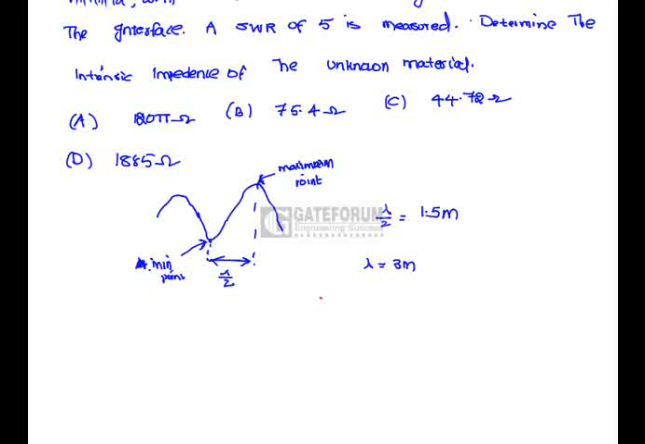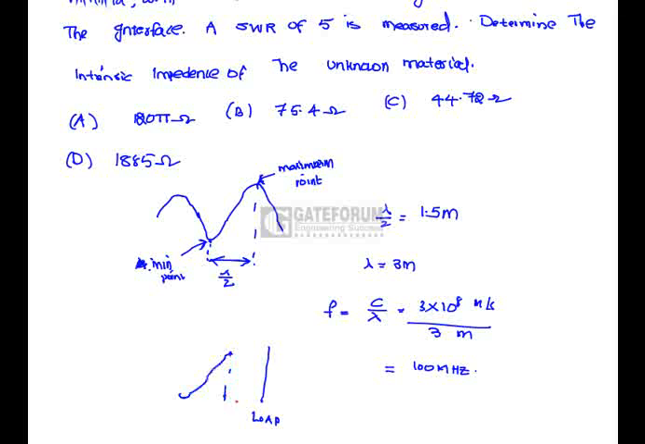If we know lambda, we can decide the frequency of operation, that is c by lambda, which is 3 into 10 power 8 meters per second divided by 3 meters, which is 100 megahertz. One more piece of data given in the problem is that the first maximum occurs at a distance of 0.75 meters from the surface. Suppose we consider this is the load end. The distance where the first maxima occurs is 0.75 meters.